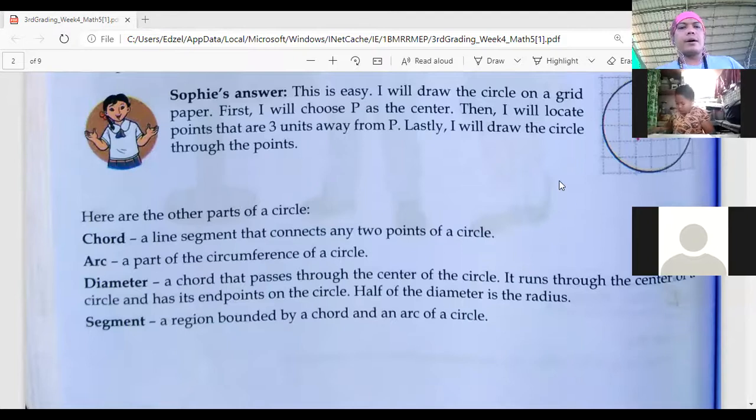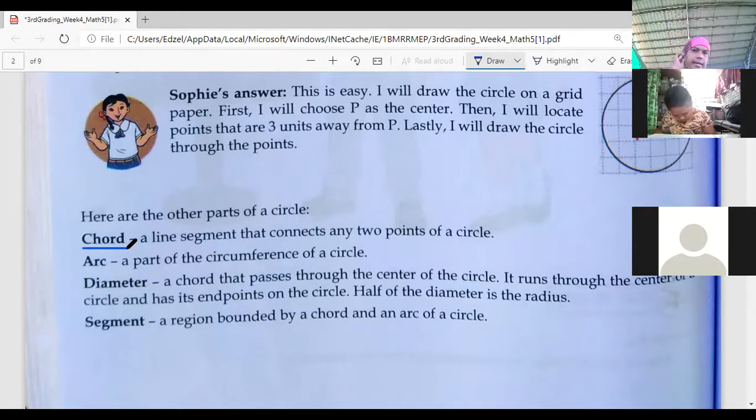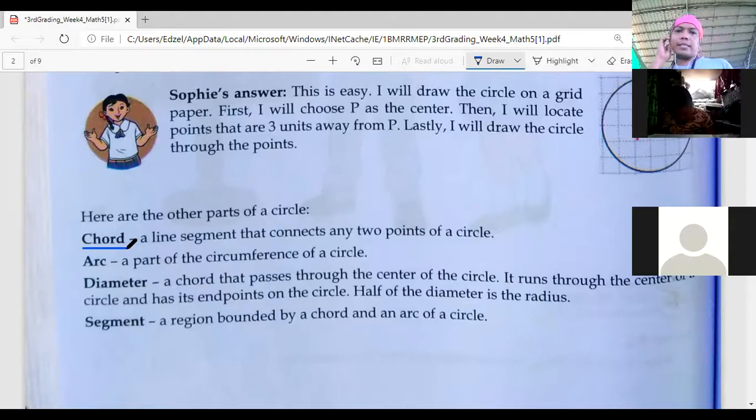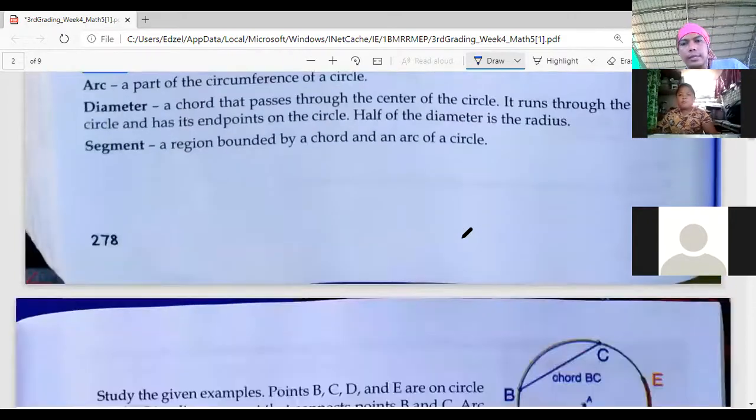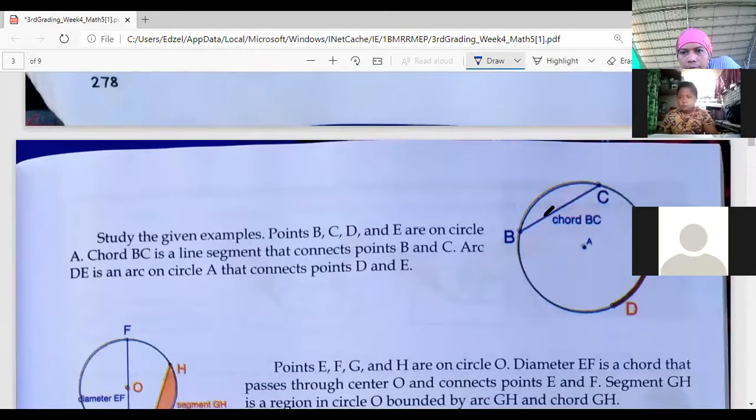And one part of the circle is the chord. Chord. It is not associated with guitar chords. It is different. But number 1, a chord is a part of a circle also. A line segment that connects any 2 points of the circle. Okay, that's a chord. Again, a chord is a line segment that connects any 2 points of a circle. So here is an illustration. This is an example of a chord.